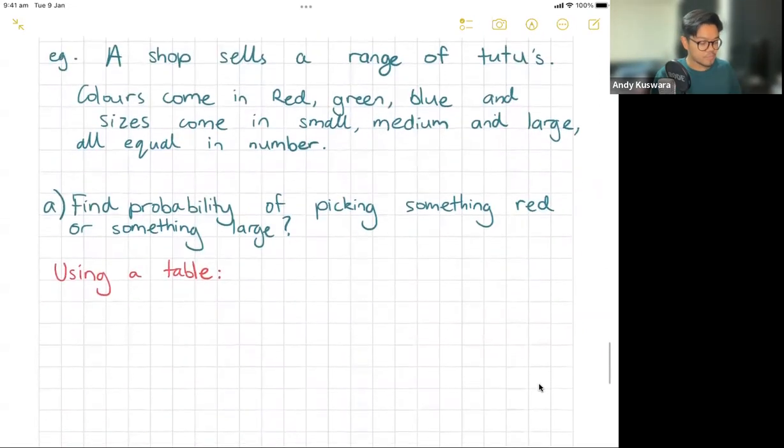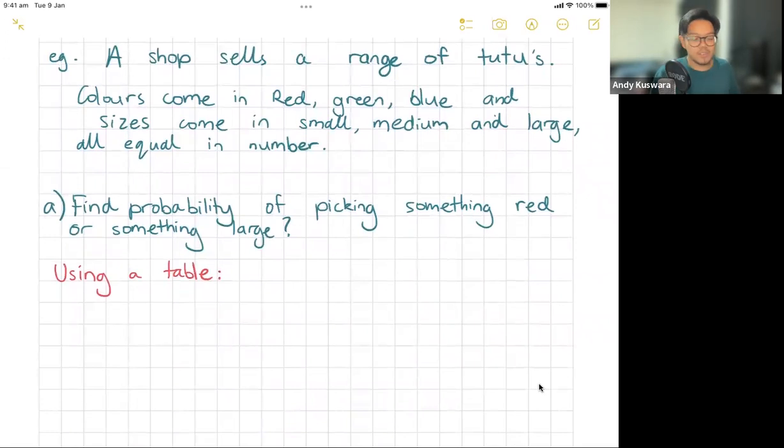Let's say a shop sells a range of tutus. I'm using tutus because this is going to be on the 22nd of the 2nd, 22, which is tutu day. So we sell a range of tutus. Colors come in red, green, blue, and sizes come in small, medium, large, and they're all equal in number. We want to find the probability of picking something red or something large.